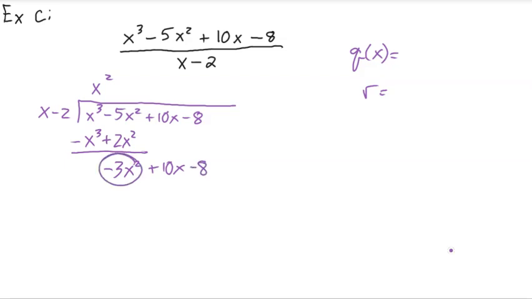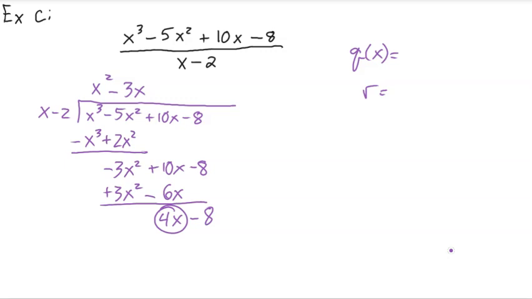Now we're going to divide negative 3x squared by x, which is negative 3x. Negative 3x times x is negative 3x squared. We're going to change it to plus 3x squared. Negative 3x times negative 2 is positive 6x. But we're going to change it to negative 6x. Negative 3x squared and 3x squared, they cancel each other out. 10x minus 6x is 4x. Bring down the minus 8. 4x divided by x is 4.